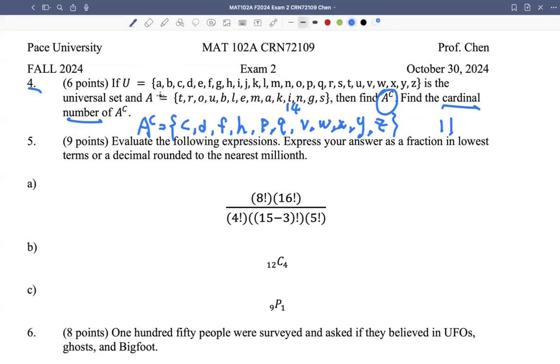Well, let's try it. A, B, C, D, E, F, G, H, I, J, K, L, M, N, O, P, Q, R, S, T, U, V, W, X, Y, Z. Okay, that means I missed one, right? The cardinal number of A is 14, but I only got 11 for the complement. I should have 12. So that means I have missed one.